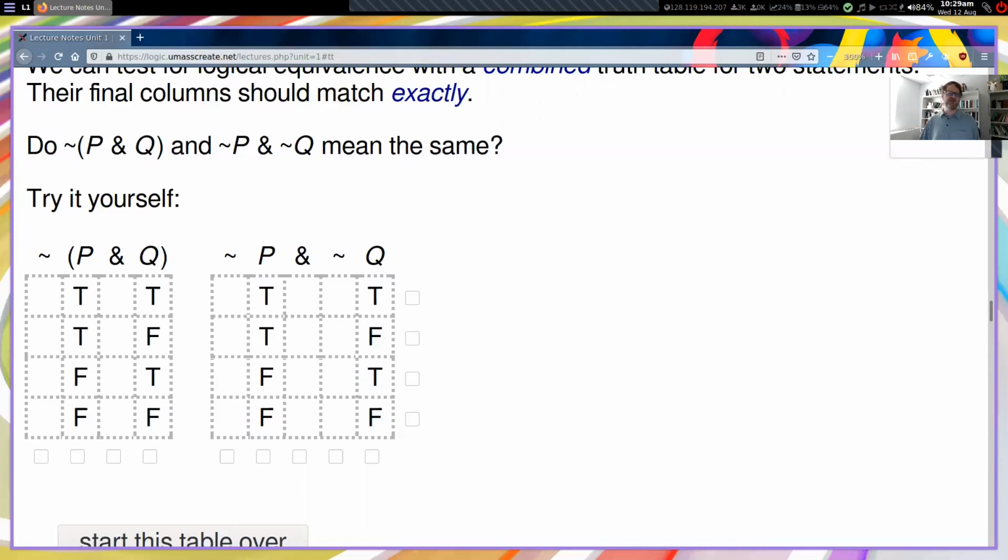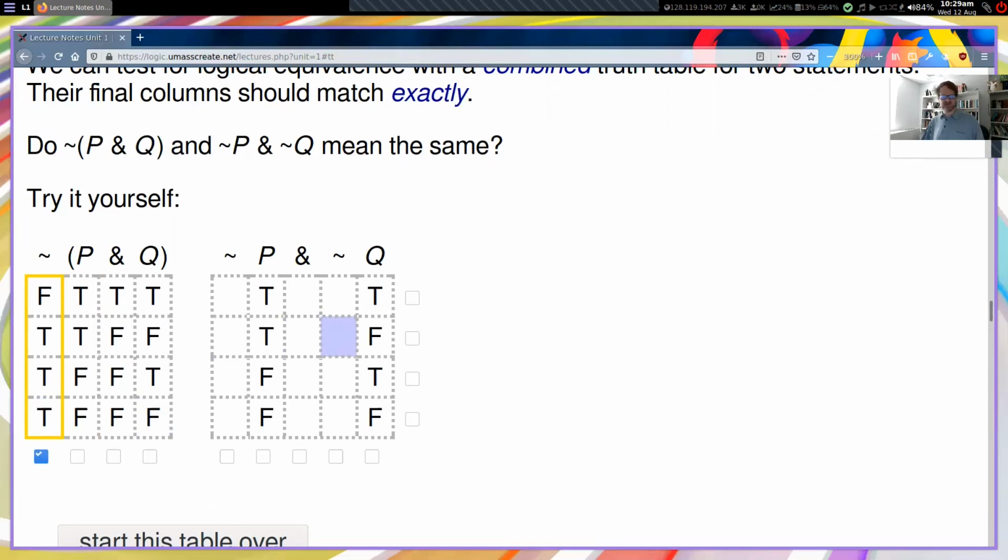Then we're going to fill in these tables. Now, we fill in the tables differently here because this is in parentheses, so we do the and first. So true and true is true, true and false is false, false and true is false, false and false is false. So that's the truth or falsity of P and Q. Now we use that column to figure out the truth or falsity of the not. So this was true, now it's false. This was false, now it's true. This was false, now it's true, now it's true. That's the truth or falsity of this entire statement.